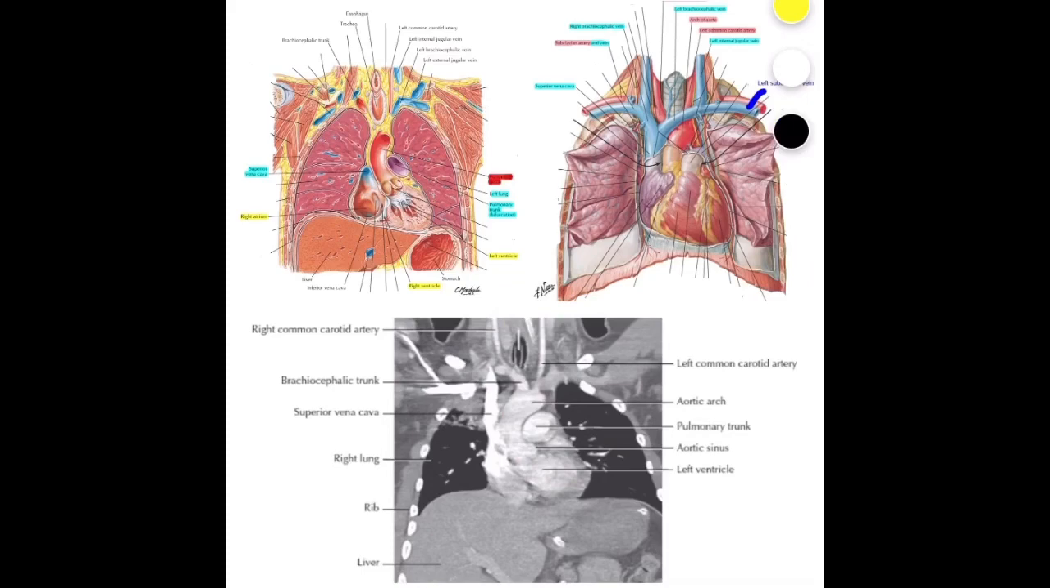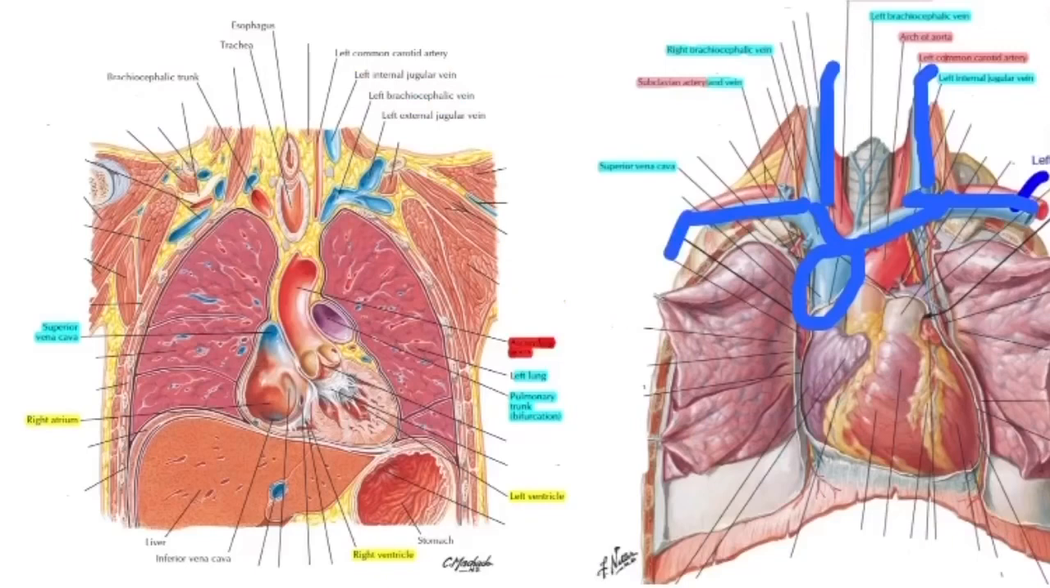So we know that basically this is the left subclavian vein and this is the left internal jugular vein. This is the right, and this is the left brachiocephalic, the right brachiocephalic, and they combine to form the superior vena cava. Okay, so here if you see on the left side, this is the left subclavian vein.